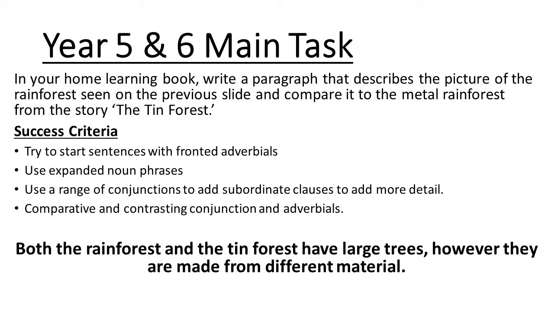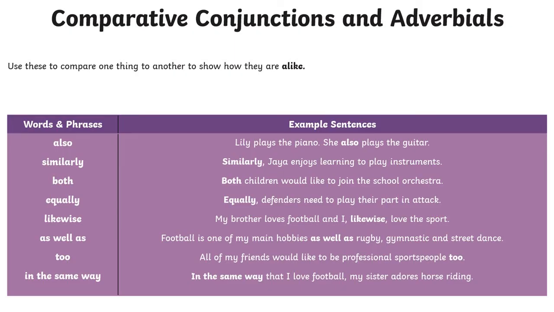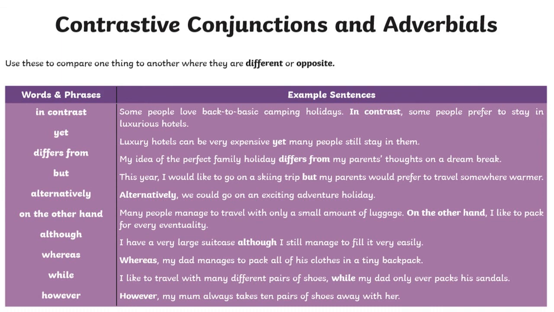Here's an example to help you. Both the rainforest and the tin forest have large trees, however they are made of different materials. Use this comparative conjunctions and adverbials supporting sheet to support your learning. Use these to compare one thing to another to show how they are alike. You can also use this contrasting conjunctions and adverbial sheet to help you as well. Use these to compare one thing to another where they are different or opposite.